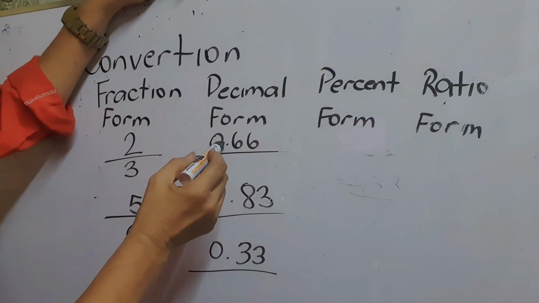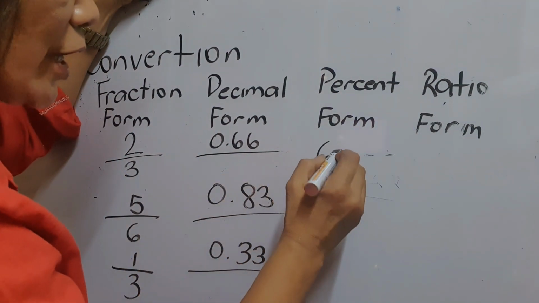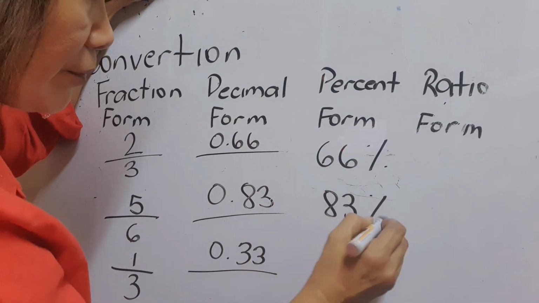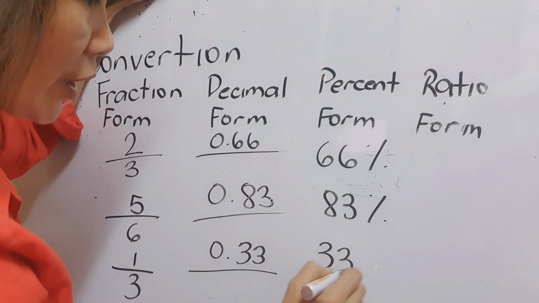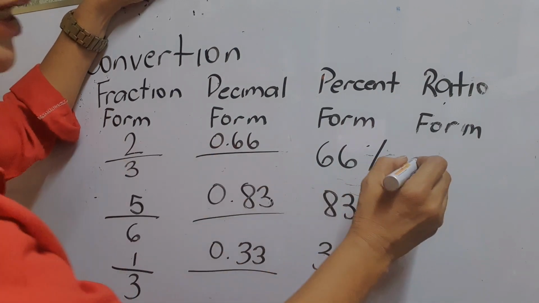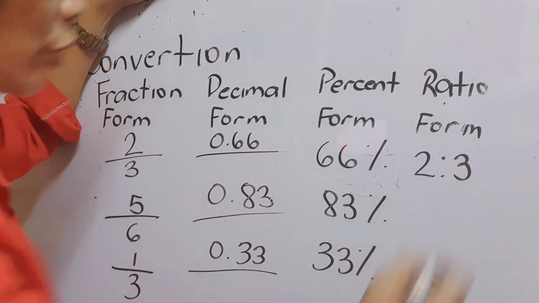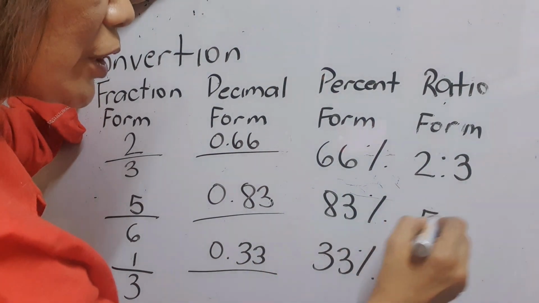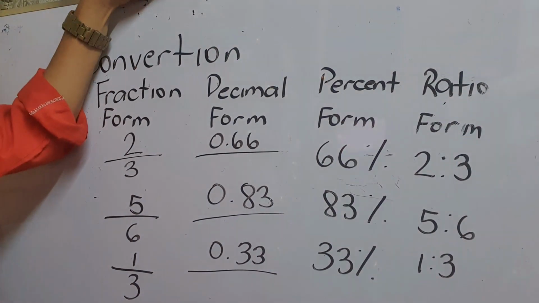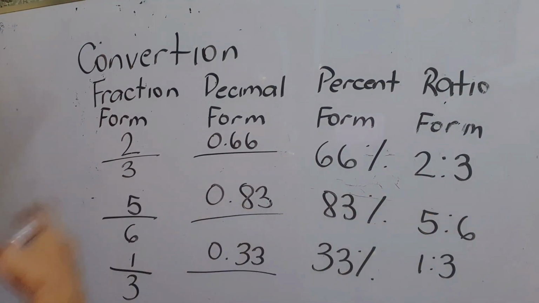Punta na tayo ngayon ng ating percent form. So, if it is 0.66, that is considered as 66%. Here, 83%. And then, here we have 33%. Okay? Now, sa ratio form, dito tayo babalik. Ang 2/3 natin is considered as 2:3. 5/6 is considered as 5:6. And then, 1/3 is considered as 1:3. Okay, so ito na po yan. Ganito po ninyo sasagutan yung inyong magiging test sa achievement test this coming April.